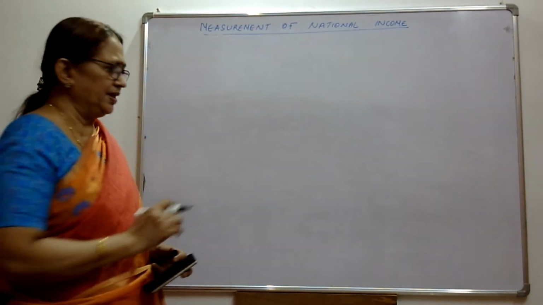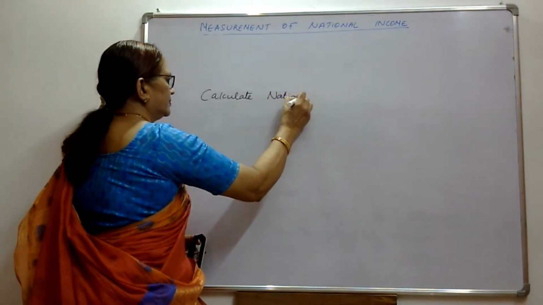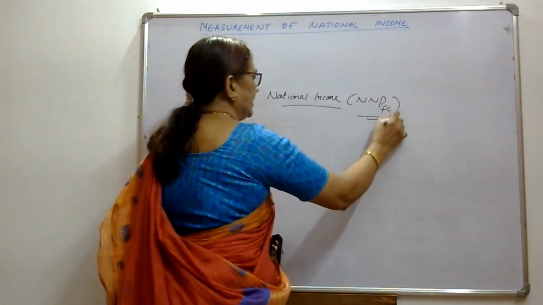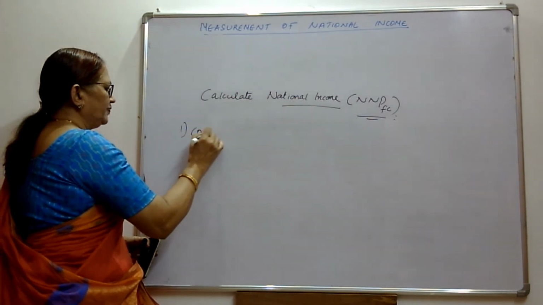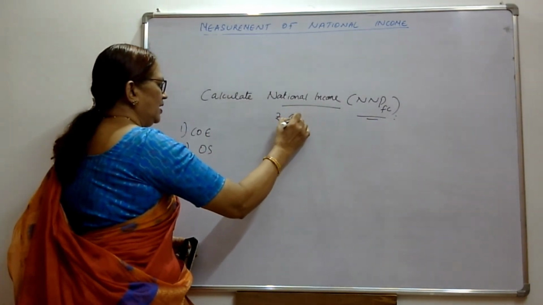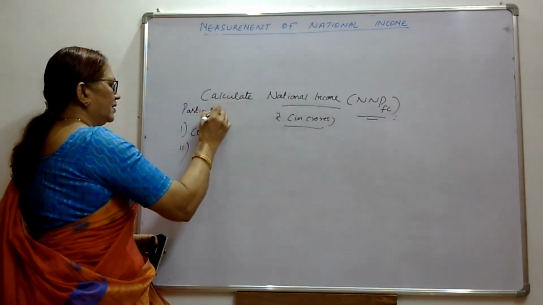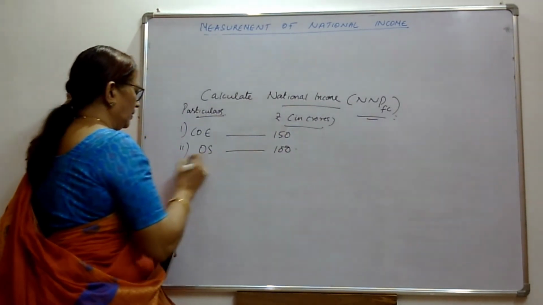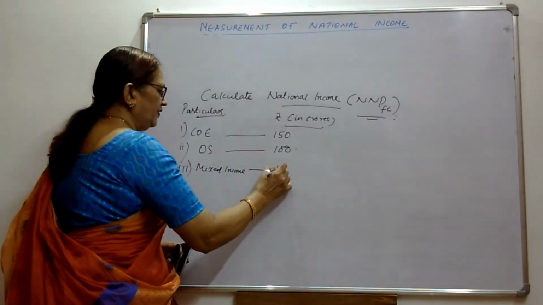So we will start with a simple numerical. Calculate national income. National income is NNP at factor cost. This I have already explained earlier, the standard unit of national income, NNP at factor cost. COE, compensation of employees, is given, and operating surplus is given. The amounts are given in rupees, in crores. These are the particulars. COE value, we will take it as 150 crores. Operating surplus is 100 crores. Mixed income is 50 crores.